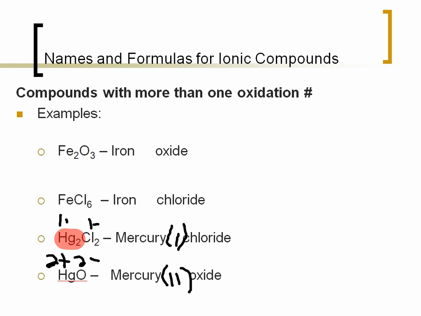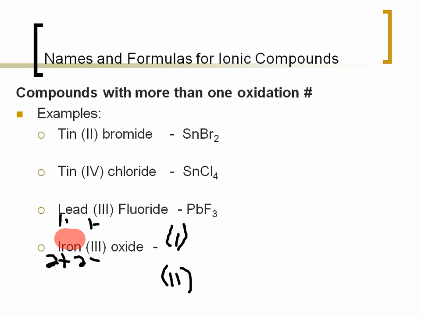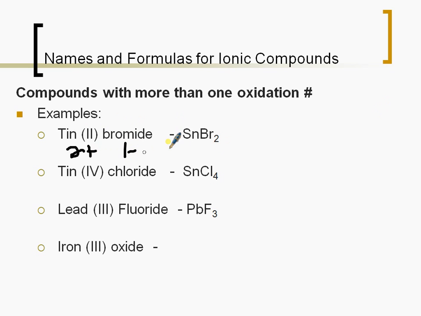Alright. Now, when we work backwards, it's actually a lot easier. So we have tin 2 bromide. The symbol for tin is Sn. Tin in this case has a 2 plus charge because that's what the Roman numeral tells me. Bromine has a minus 1 charge. That means I need 2 bromines to cancel out that 1 tin. So I would write this as SnBr2.